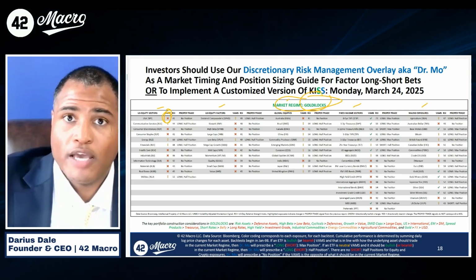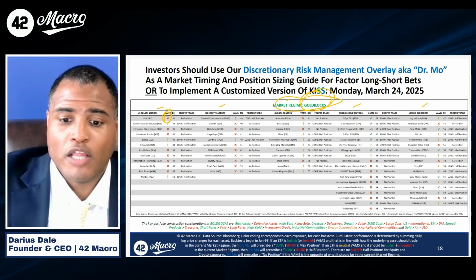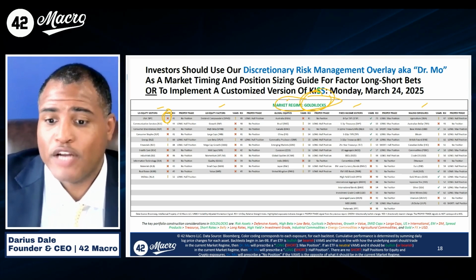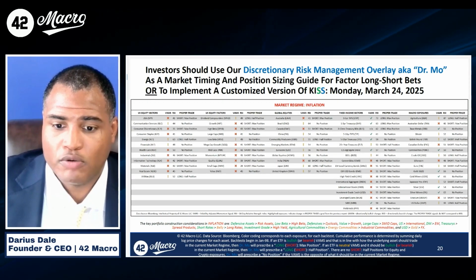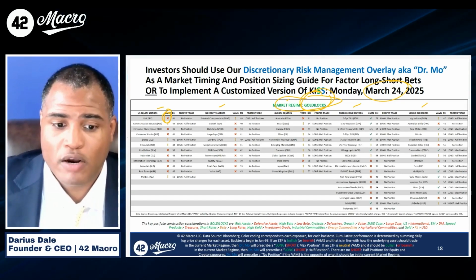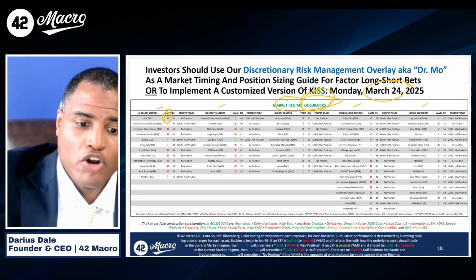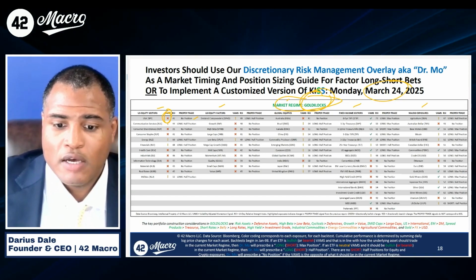but historically, the S&P has performed quite well in a Goldilocks regime. So if we were in a Goldilocks regime, which we're not currently in on March 24th, 2025, we're actually in an inflation market regime, which we'll get to in a second, if we were in a Goldilocks market regime, Dr. Mo would recommend no position in stocks. Let's keep it moving here.